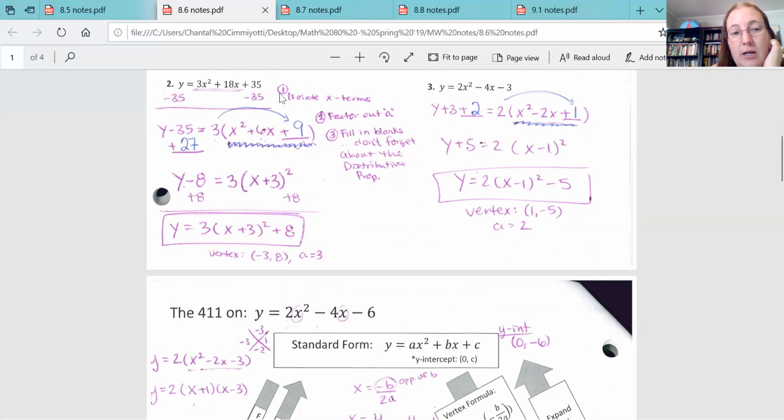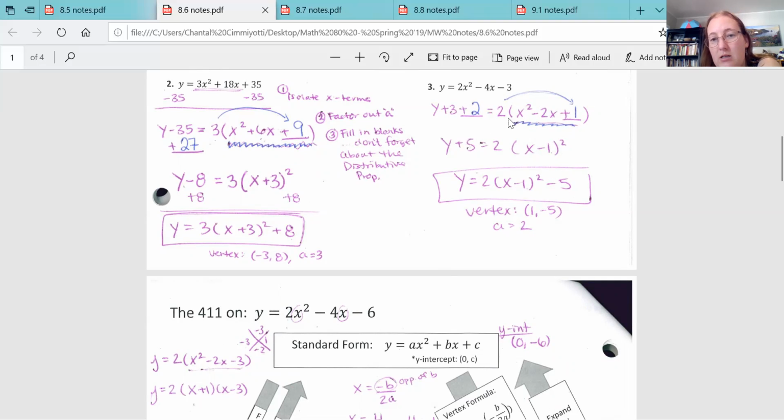Remember, you're actually doing 3 times 9. You have to pay attention to the distributive property. So again, isolate x terms, factor out the a, fill in the blanks. Don't forget about the distributive property when you fill in your other blank here. And then just like before, get your y by itself and rewrite this as a perfect square. And there it is in vertex form then. Vertex being opposite of what's in the parentheses here, and then the same for what's outside, and the a is the part in front.